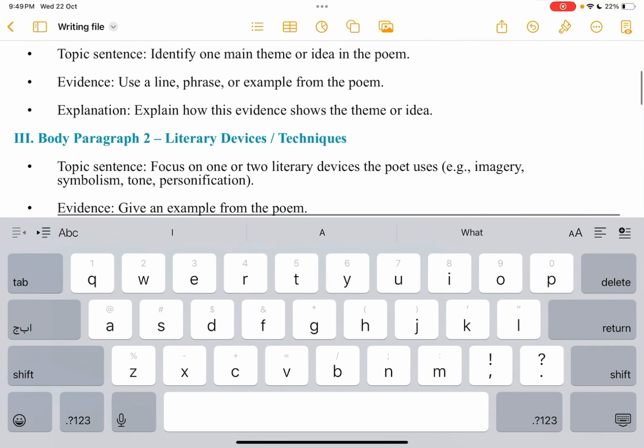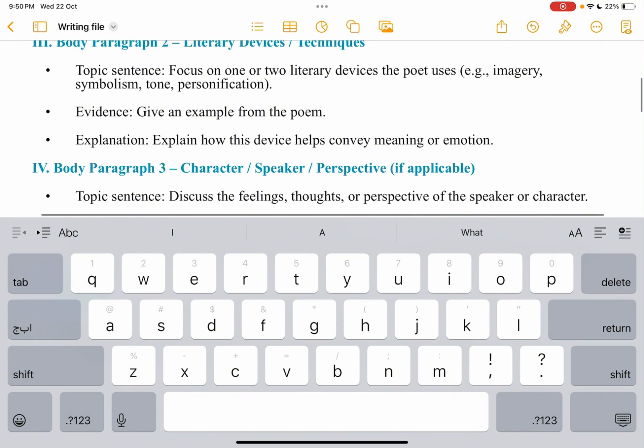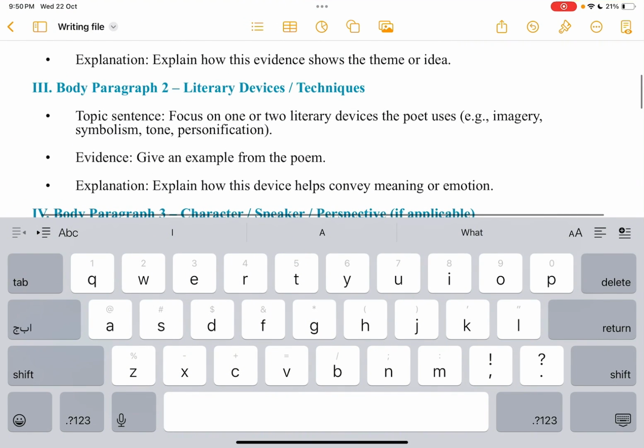Now, what about body paragraph number 2? It's about the literary devices, the techniques that Sylvia Plath uses in this poem. The topic sentence has to focus on one or two literary devices that the poet uses, like simile, metaphor, imagery, symbolism, personification, etc. Even the tone can be part of the literary devices. So you're going to give an example of that from the poem directly.